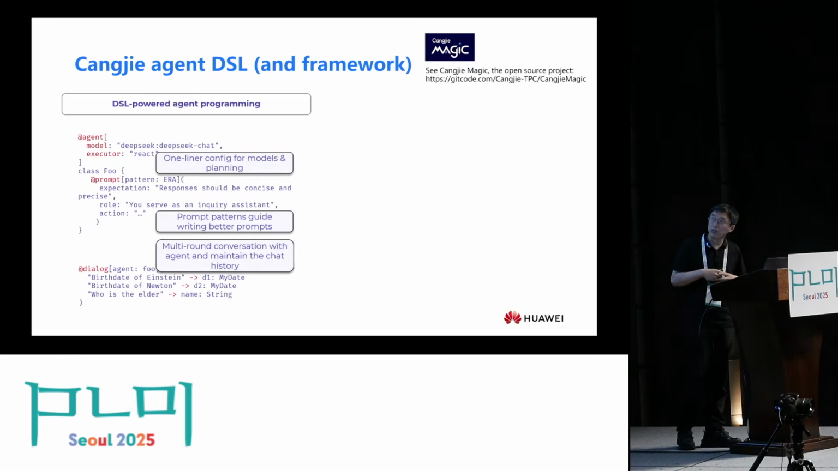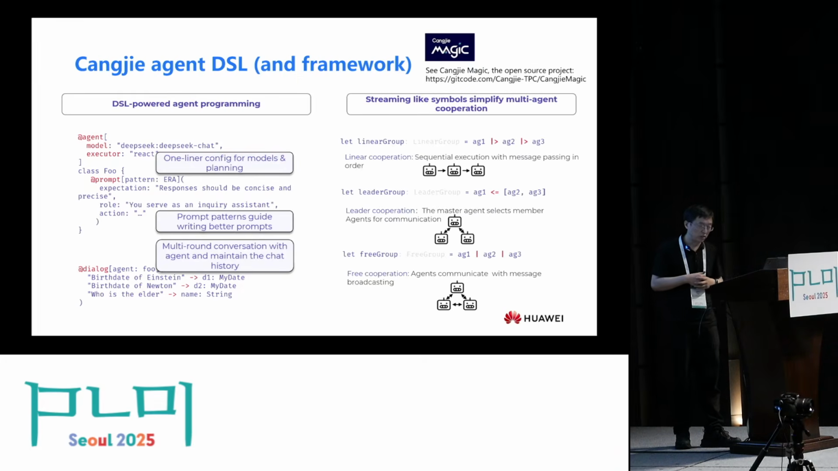In the language, we can have a simple configuration of an agent about the models and the planning strategy. We also have several prompt patterns provided to simplify writing prompts. Also, there is syntax for multi-round conversations with agents, and the framework automatically maintains the chat history. With operator overloading, we also have a declarative style of multi-agent coordination.